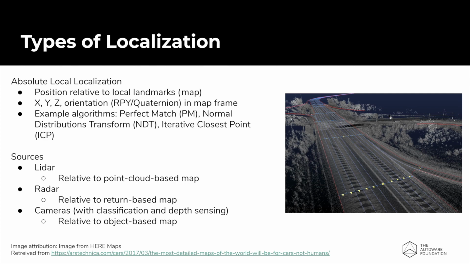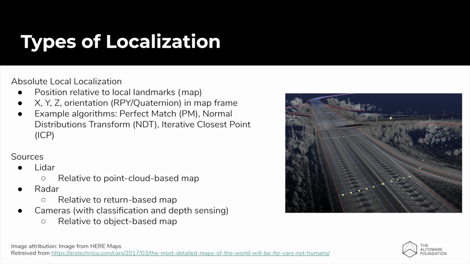So in order to do absolute local localization, you must have some form of sensor input. And that sensor input can be provided, for example, by things like Lidar. And in that case, you will get your position relative to a point cloud-based map. Radar, which can give you your position relative to a return-based map. Or cameras with classification and depth sensing, which will give you your position relative to an object-based map.